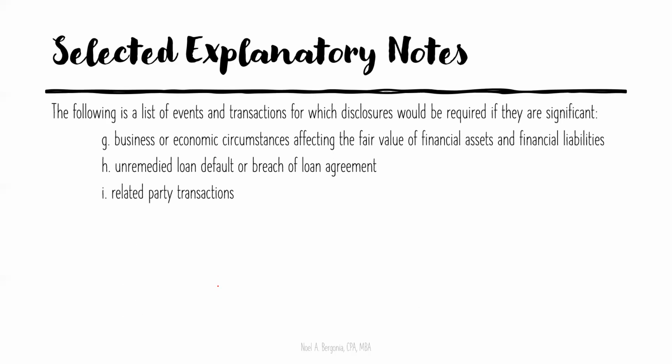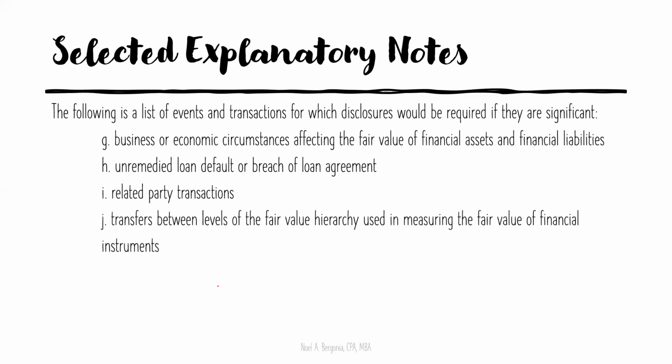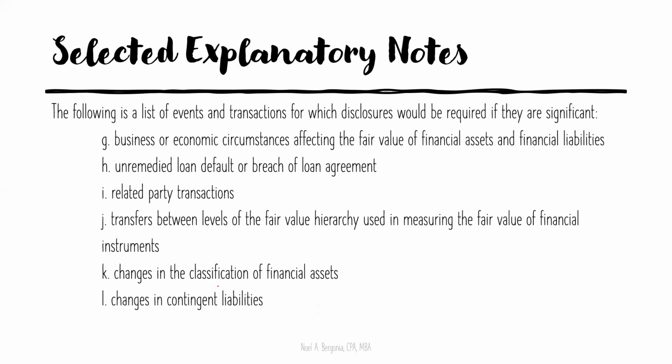Related party transactions will be discussed in the related party disclosures in another video presentation. Other required disclosures include some transfer levels of fair value, changes in the classifications, and also changes in contingent liabilities. Contingent liabilities are actually not yet liabilities, since they do not meet the requirement under IAS 37 to be presented on the face of the financial statements. So they are just being subjected to the notes. Those are some required disclosures.